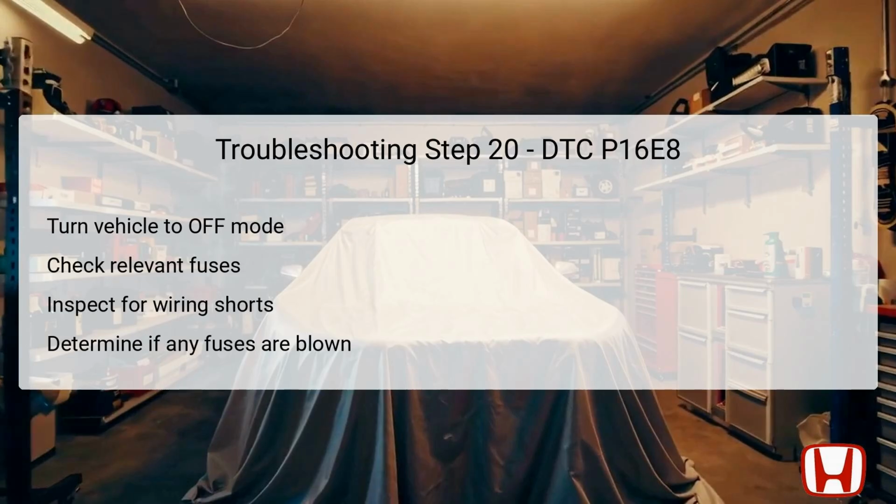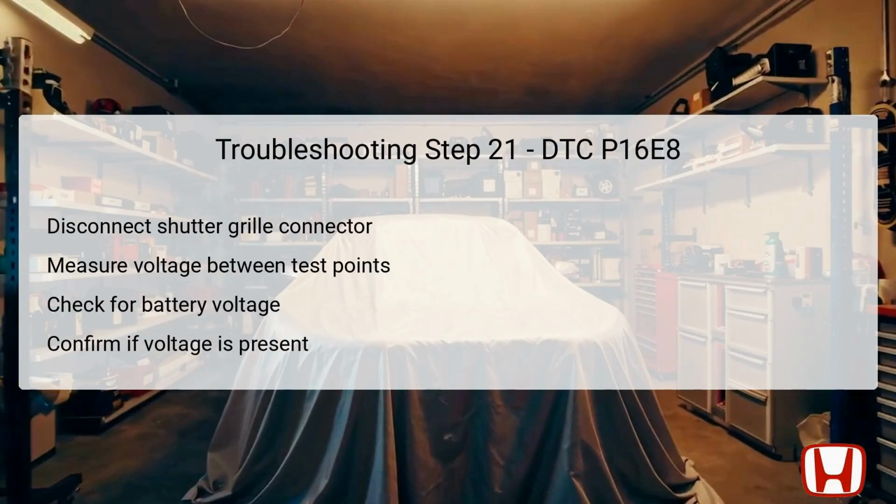If any fuses appear compromised, detailed inspection of the associated wires, particularly the VMP, variable motor power wire, connects the fusible linkages to the shutter grille components. Ensuring fuses are correctly intact is vital before advancing to the final diagnostic steps. At this stage, the technician will disconnect the shutter grille's 4P connector to facilitate the measurement of voltage levels necessary for confirming the operation of the system.